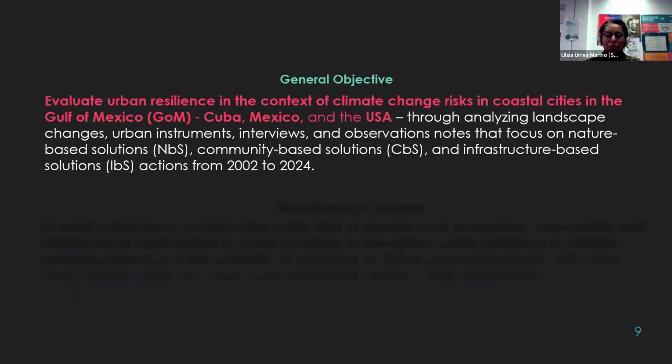So what is the purpose of my work? It has a general objective, which is to evaluate urban resilience in the context of climate change risk in coastal cities in the Gulf of Mexico.